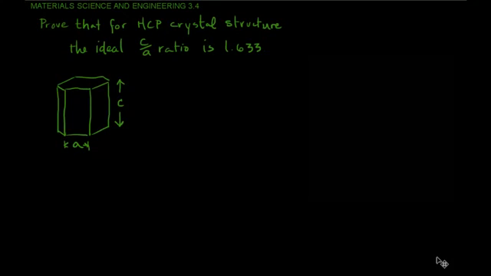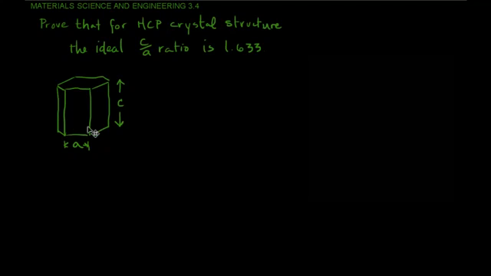Okay, let's prove that for the hexagonal close packed crystal structure, the ideal C to A ratio is 1.633. Why is this useful to us? Well, it's useful because we can use it to calculate the ideal or theoretical density of a structure made up of all one type of atom.